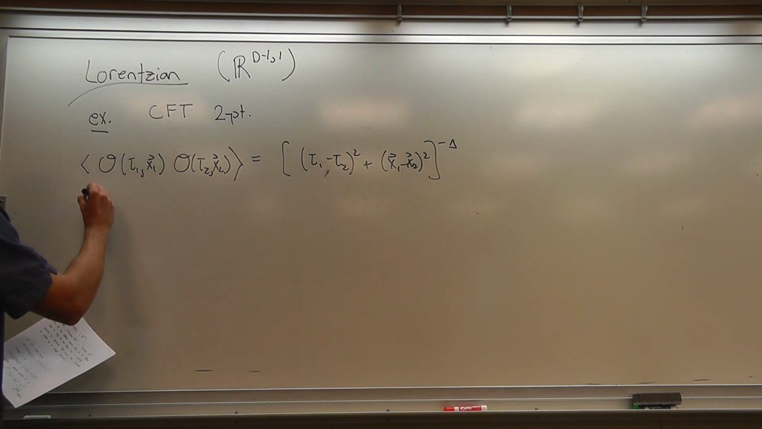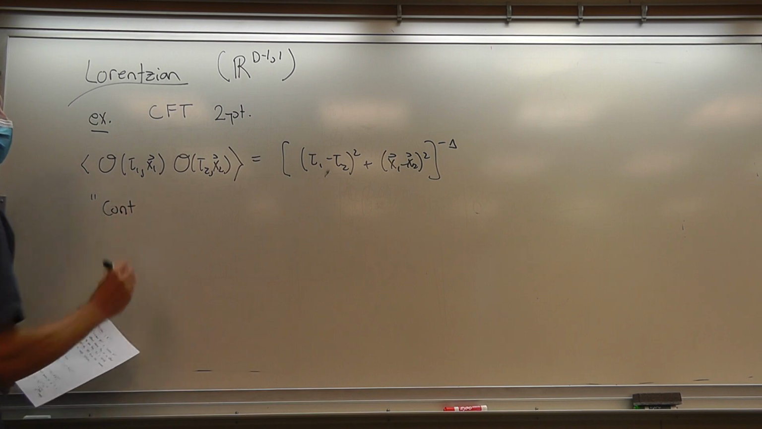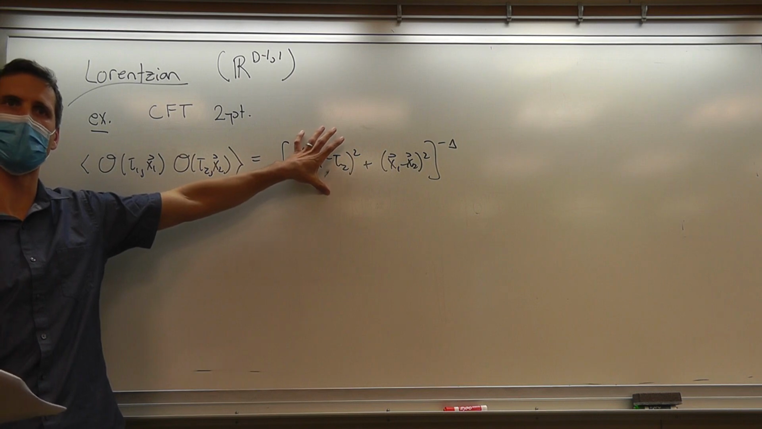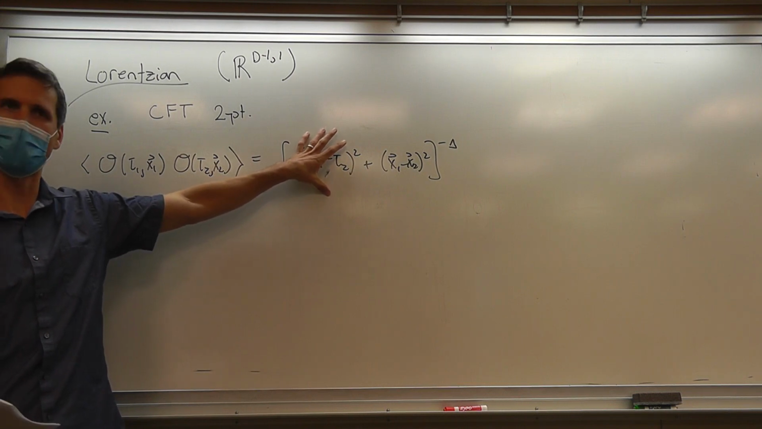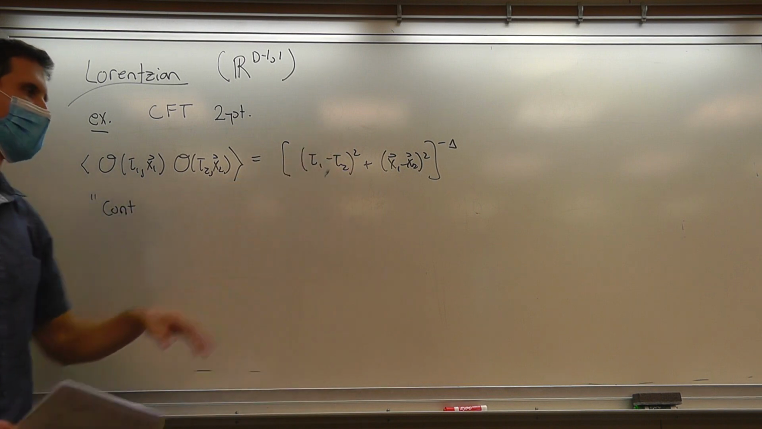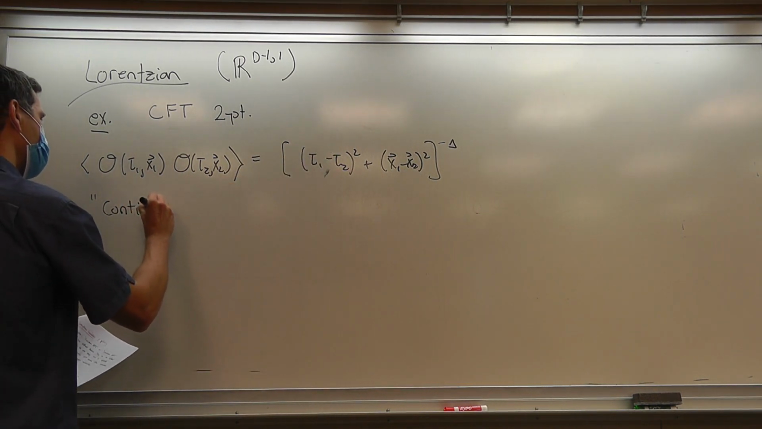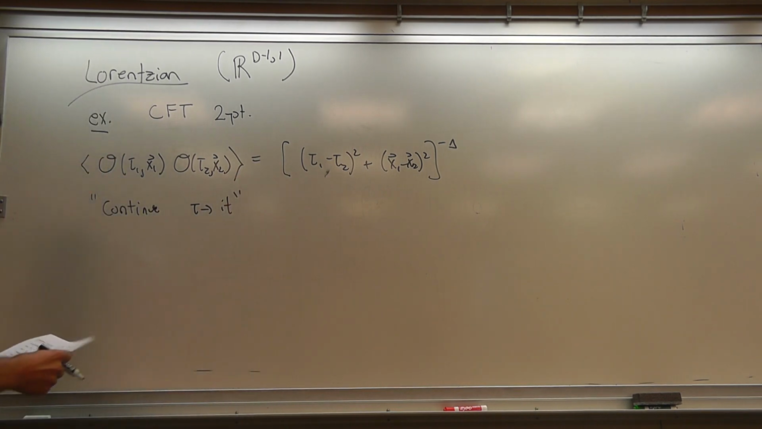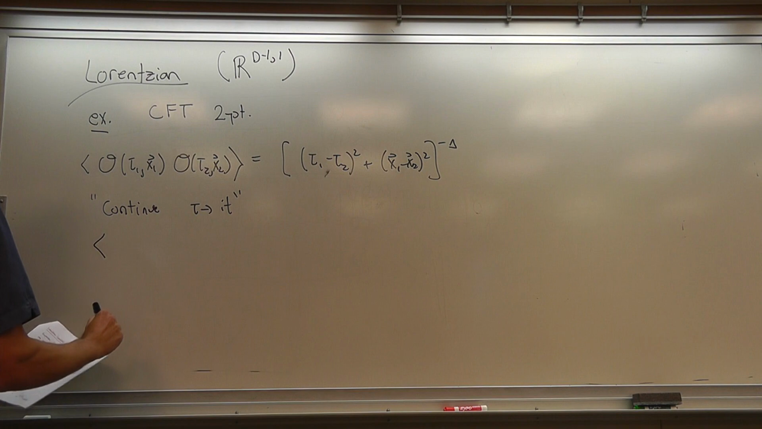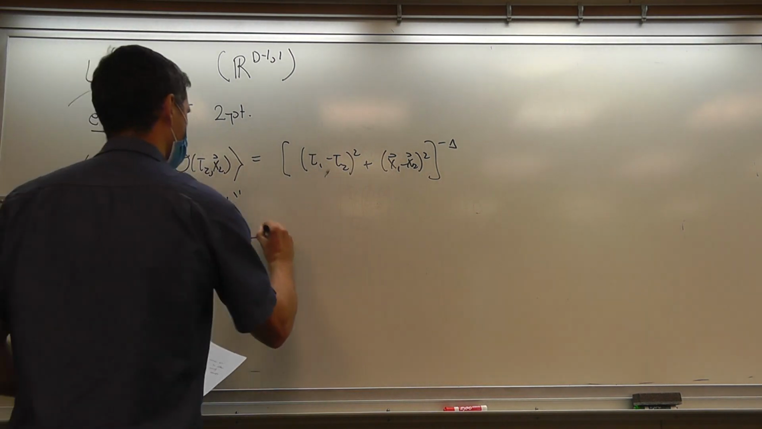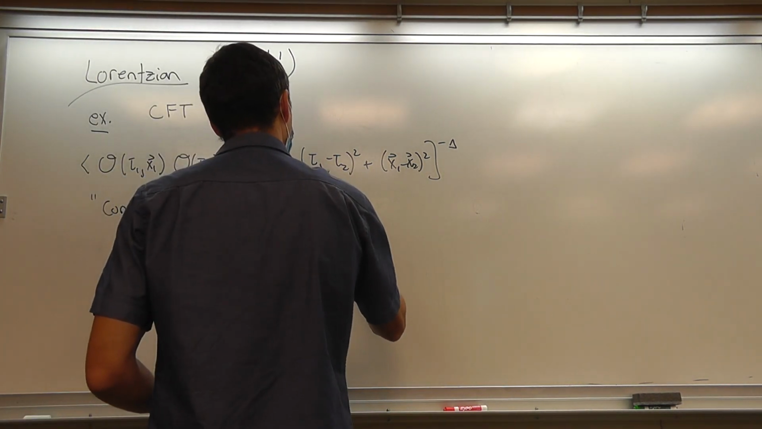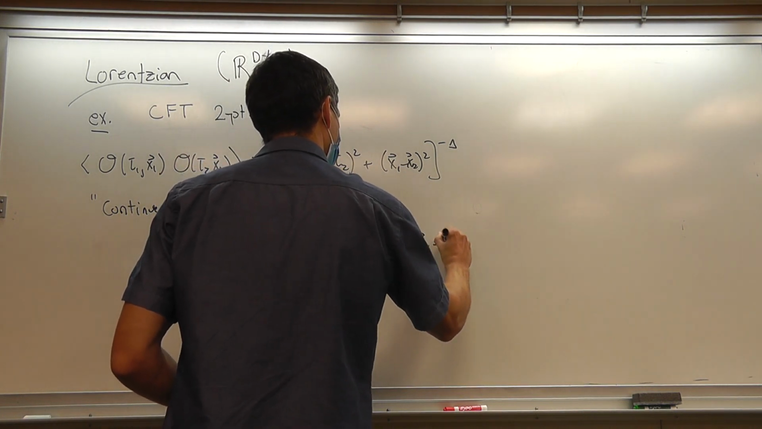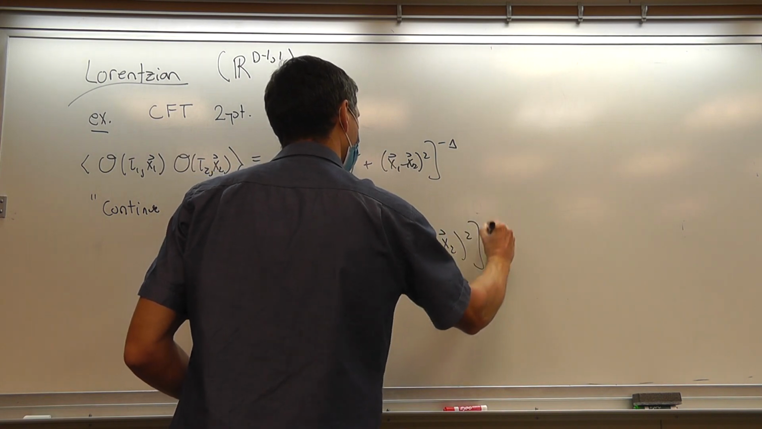Now, what we'd like, so that's the Euclidean. If we're in Euclidean signature, we said that this is completely well-defined. There are no branch cuts or anything that we have to worry about here. It's a completely well-defined expression in Euclidean signature. We'd like to go to Lorentzian. So roughly speaking, we need to continue tau to i t. Then the correlator becomes minus t1 minus t2 squared plus x1 vector minus x2 vector squared to the minus delta.